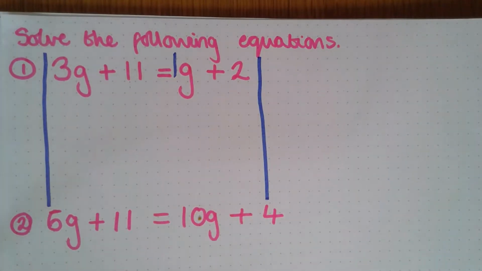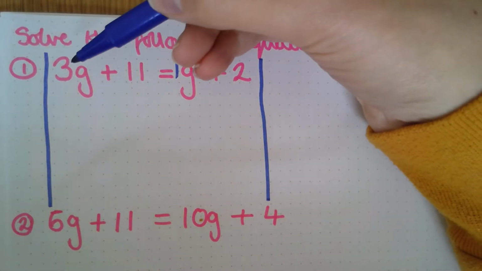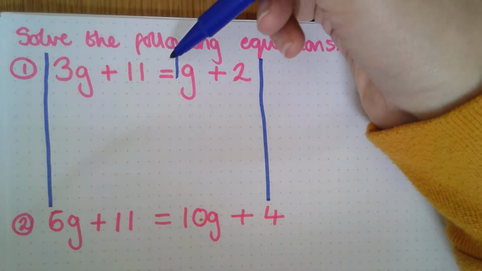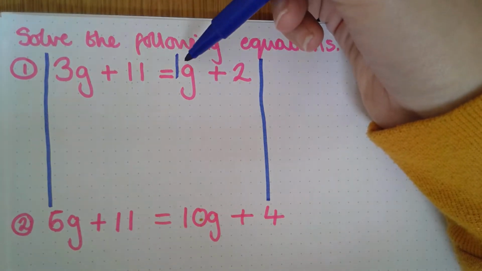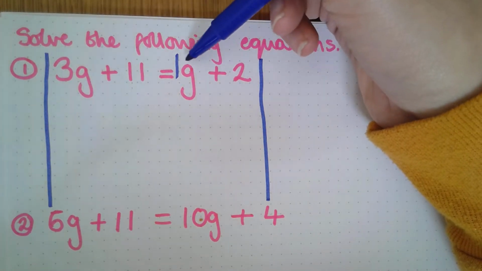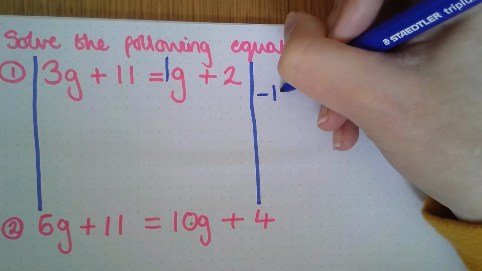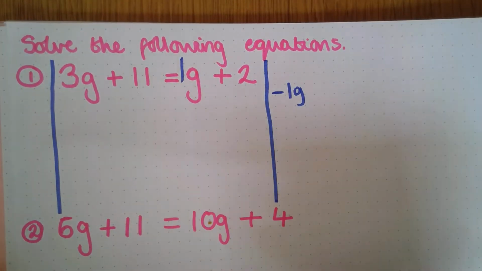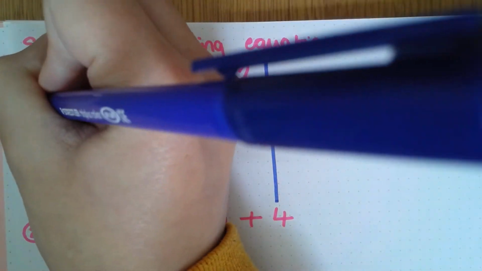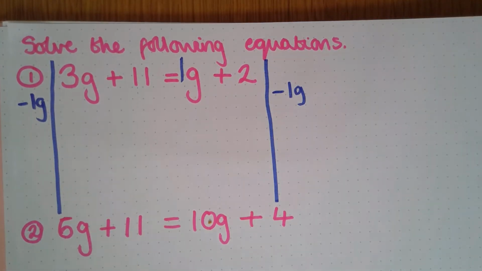Okay, so we look at which number is less for G's. We've got 3 G's and 1 G. So we're working with this one. So what's the opposite of positive 1G? The opposite is take away 1G, but we can't just take away 1G from one side. We have to take it away from both sides.